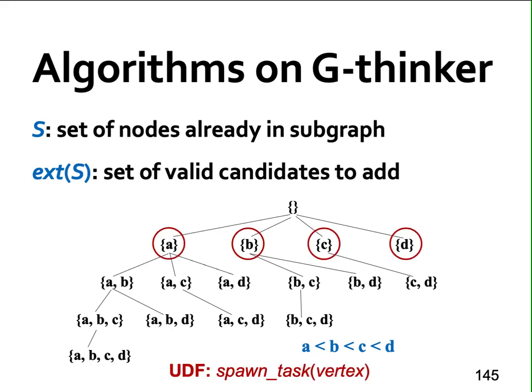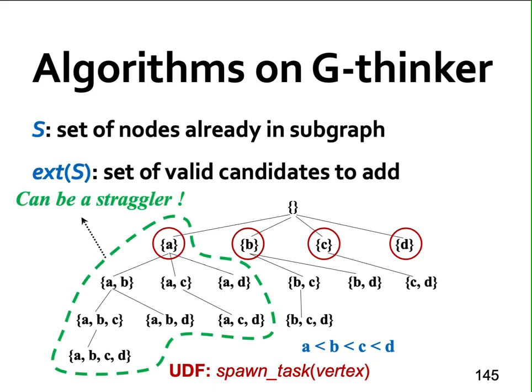In this example set enumeration tree, 4 tasks are initially spawned from the individual vertices A, B, C, and D by calling the spawnTask function. The set enumeration subtree under vertex A is big, and if it is totally mined by one task in serial, the cost can be much larger than other tasks, even their costs combined. Therefore, this task can become a straggler without task decomposition.